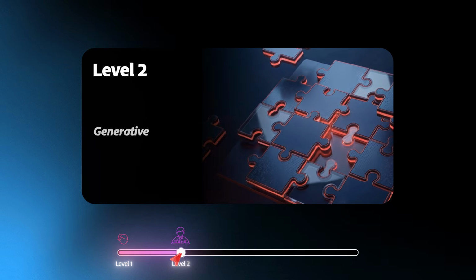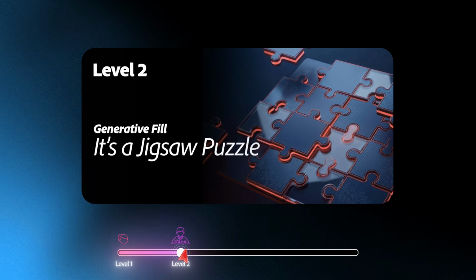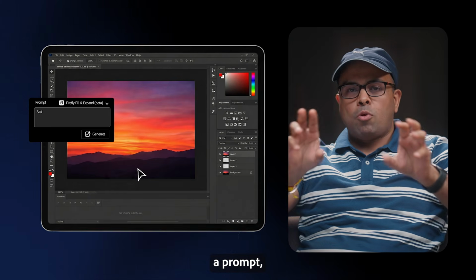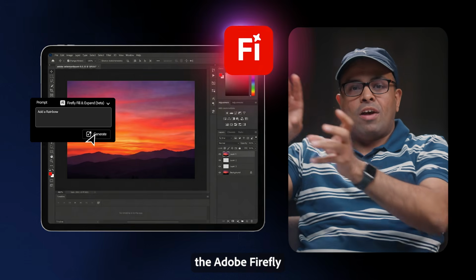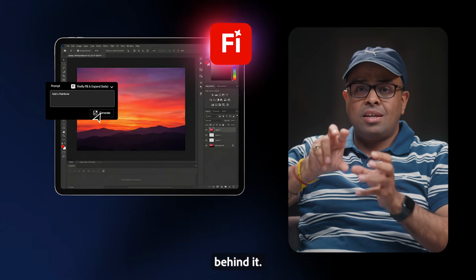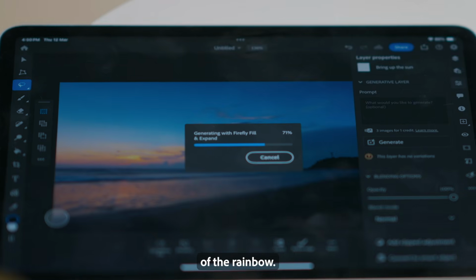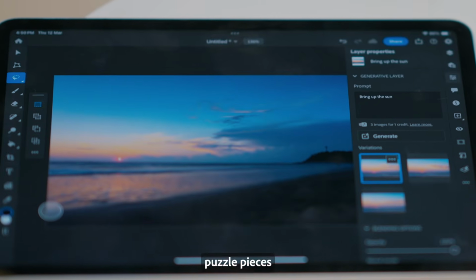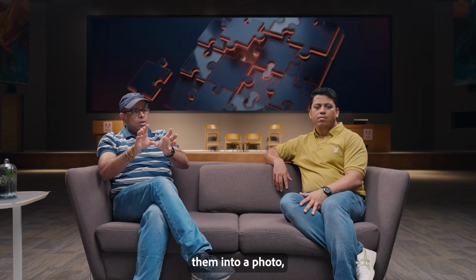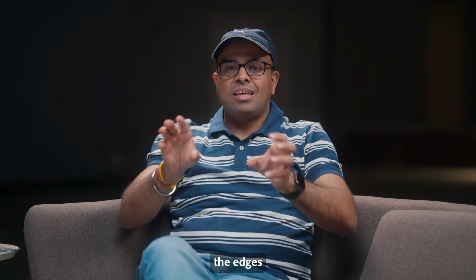For a high school kid, it's a jigsaw puzzle to solve. It is not just a drawing, it's more of a matching. Right. So when you type a prompt, Photoshop calls the Adobe Firefly, which is the brain behind it. It has studied millions of images, so it understands the visual DNA of the rainbow. So it finds the right puzzle pieces and snaps them into a photo, and then eventually blends the edges to give us a seamless, perfect picture.